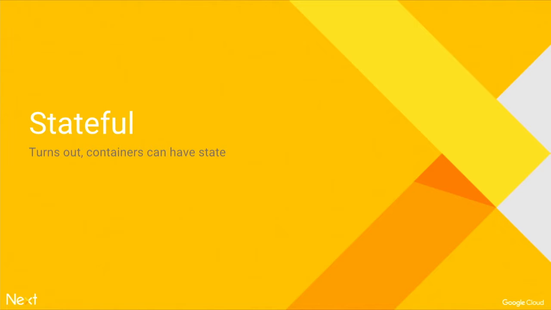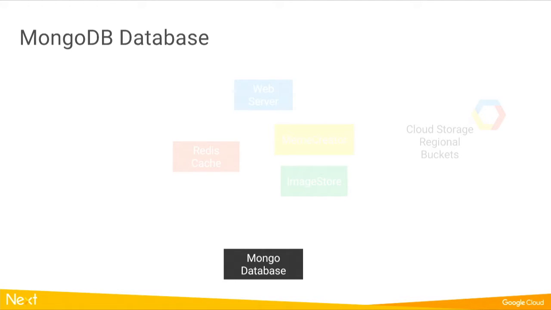So stateful, right? Containers can have state. And the best example of this is MongoDB database. We're not running this in GCE. We're not running this somewhere else. We're running it in Kubernetes.